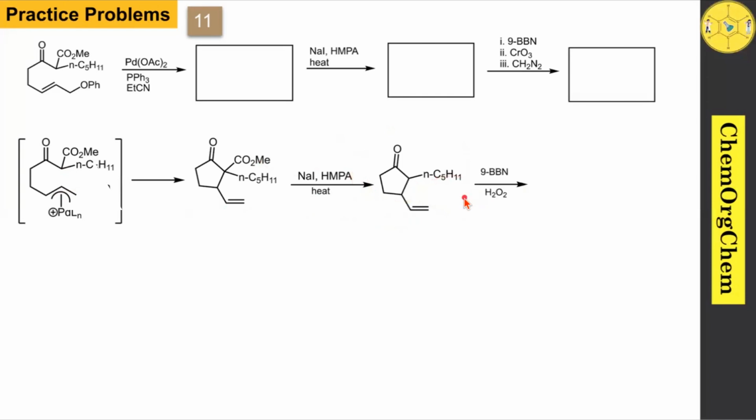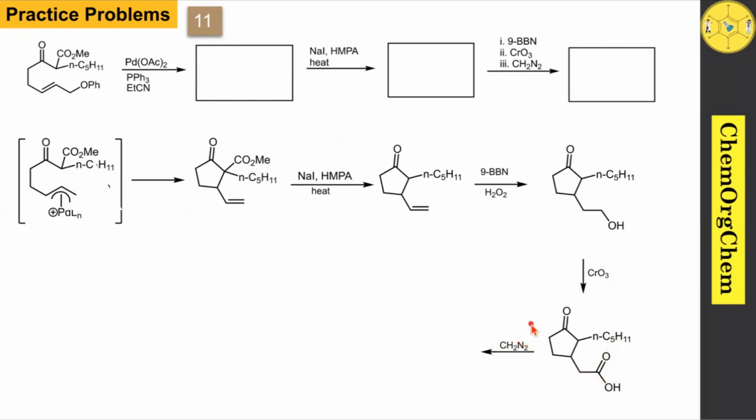After that, it reacts with 9-BBN, where hydroboration followed by oxidative cleavage takes place to produce this corresponding primary alcohol. Now this primary alcohol readily reacts with chromic acid. So this is the condition of Jones oxidation, which readily oxidizes the primary alcohol into a carboxylic acid derivative, which then reacts with diazomethane, which readily produces the corresponding methyl ester.